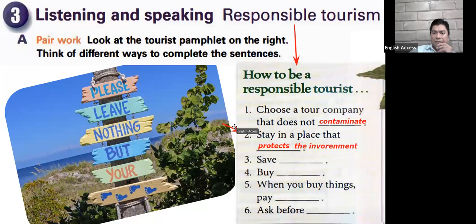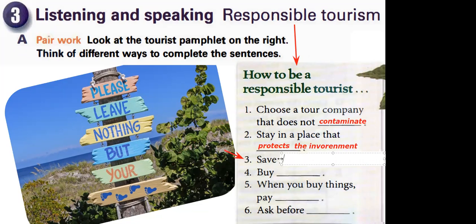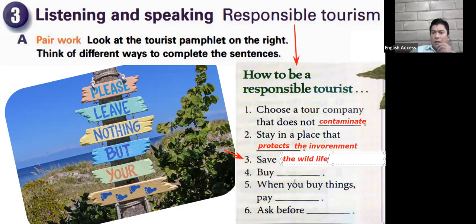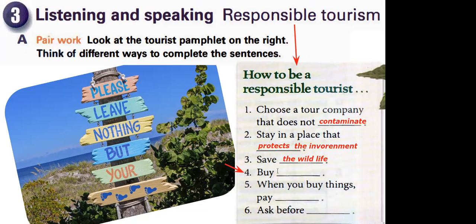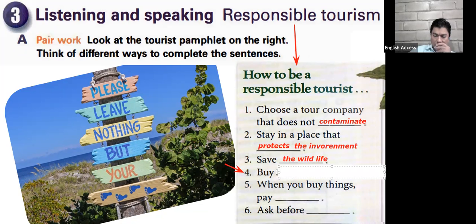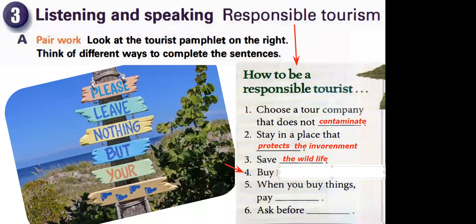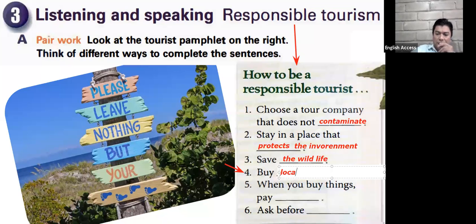Number 3. Save what? The wildlife. Save the wildlife. Number 4. Buy craft, what? Can you repeat, Liliana, please? Local craft, teacher. Let's go with plural. Local crafts.